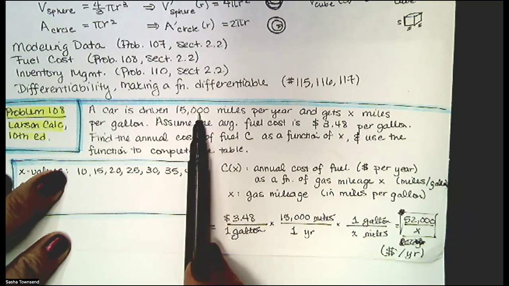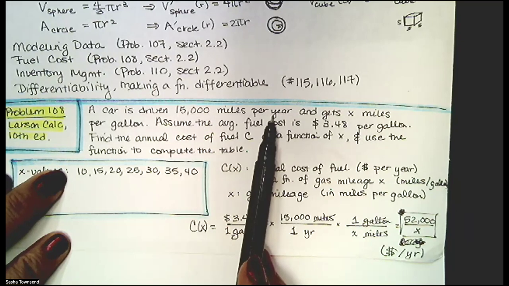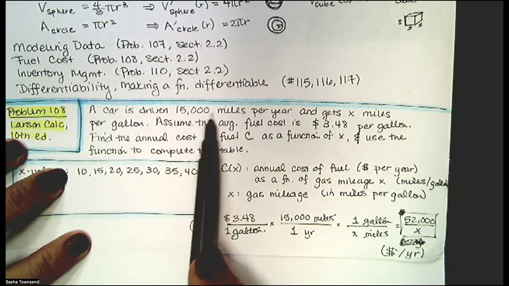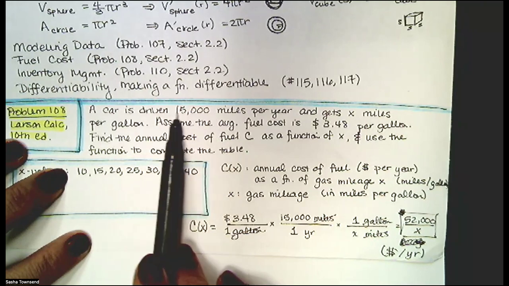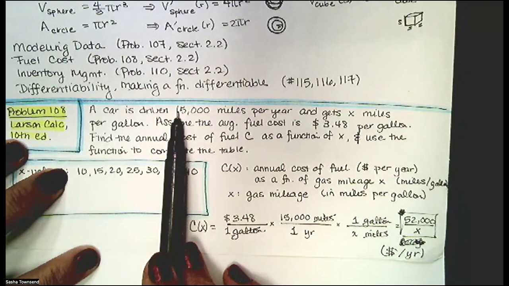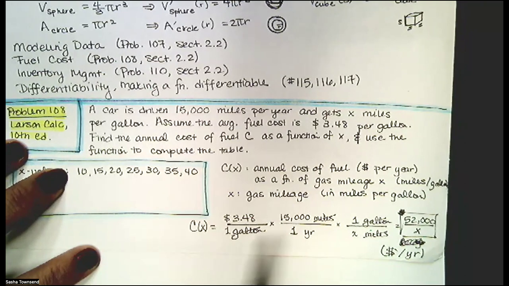And I also know that the car drives 15,000 miles per year. I personally don't tend to drive that much, but usually I think 10,000 miles per year is good for most people. But this person in the problem statement drives about 15,000 miles per year. So then I write that down. I just multiply those two together. And then I look at the units.